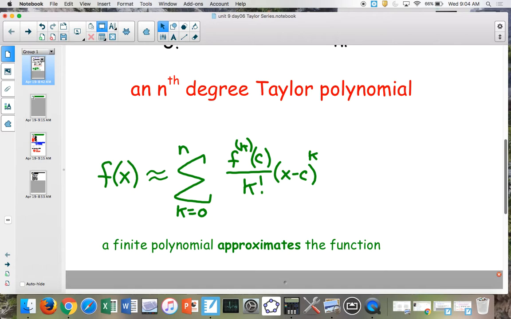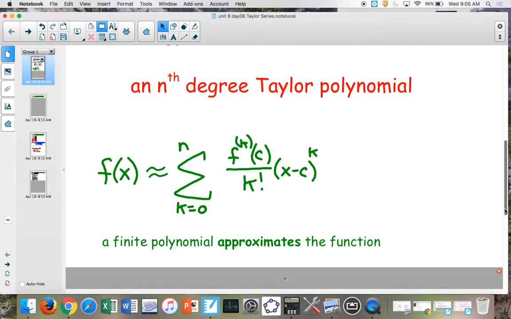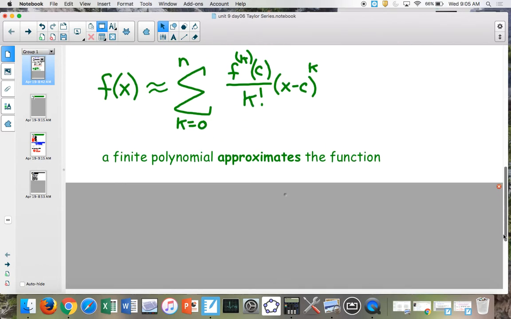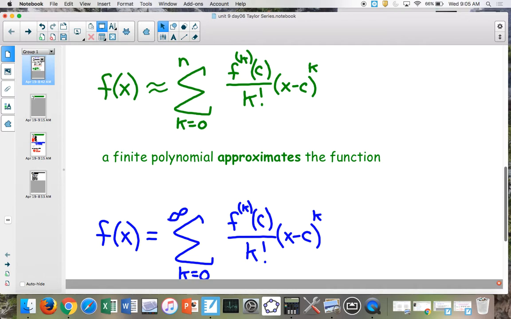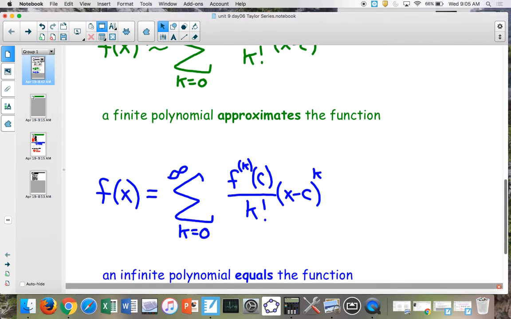Now it's important to understand that this is only going to approximate our function. On the other hand, if we kept going, instead of stopping at n, we keep going to infinity, then this infinite polynomial is actually going to equal the function. And so it's important to understand that an nth degree Taylor approximates a function, whereas the infinite polynomial will actually equal the function. So let's look at an example.